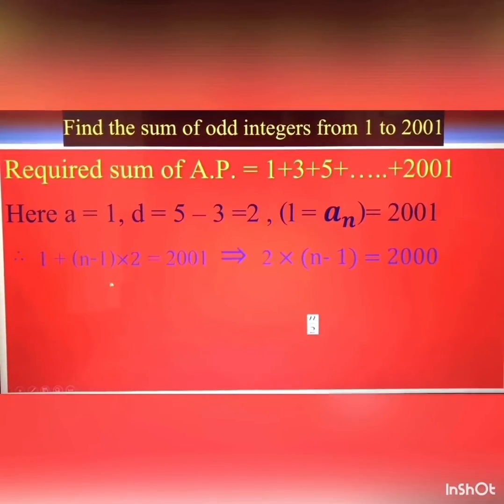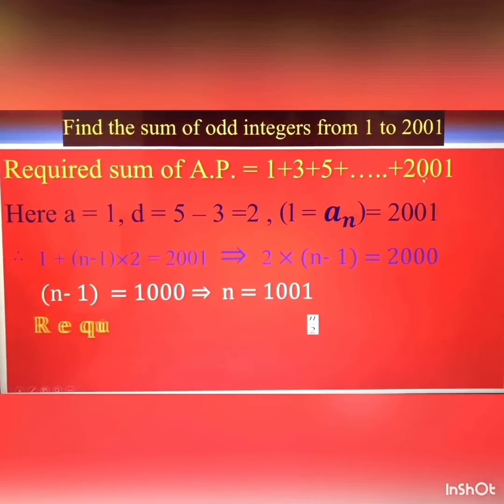Let it be N. So we will put (N minus 1) into 2 equal to 2001. Now this 1 is transposed to the right side. So 2001 minus 1 means 2000. That is 2 into (N minus 1) equal to 2000. This gives N equal to 1001.